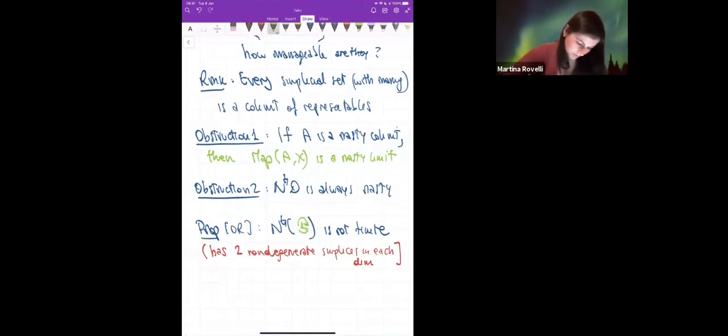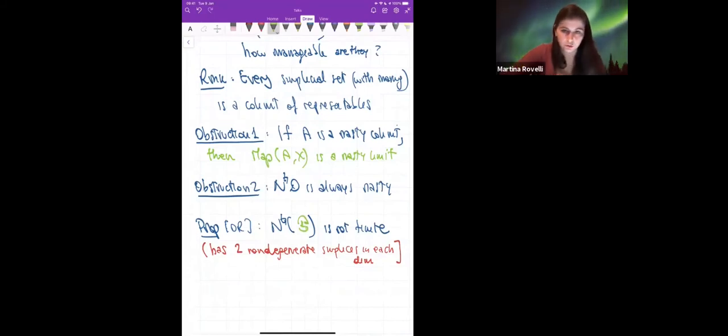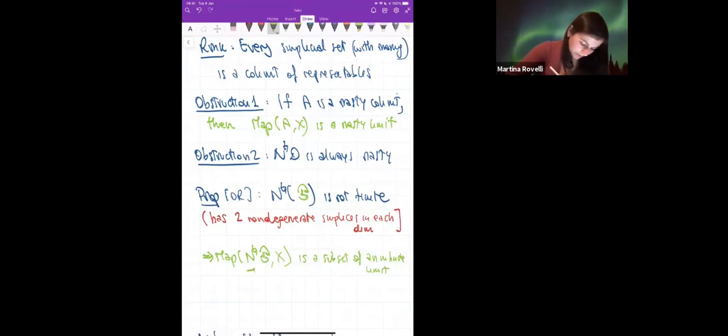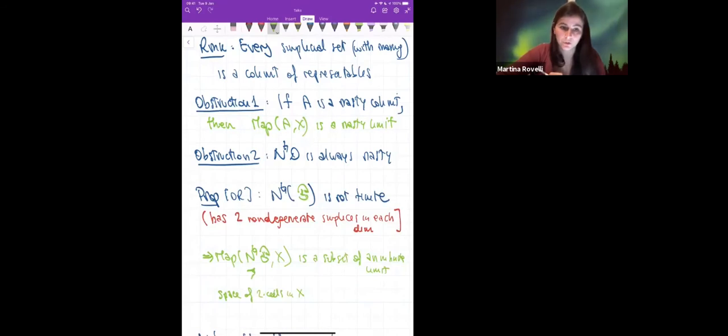And again, in this specific case, a consequence is that when I map out of this object, what I obtain is a subset of an infinite limit. This is not good because this space is meant to be the space of two cells in my infinity two category X. So this means that if I want to name a single two cell in X, I need to specify an infinite amount of data. This sounds terrible and very painful.